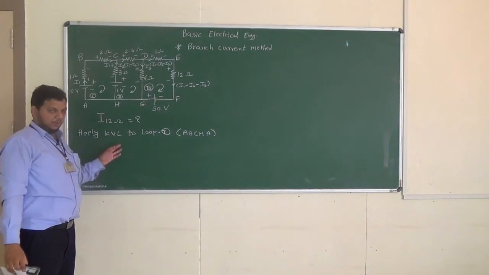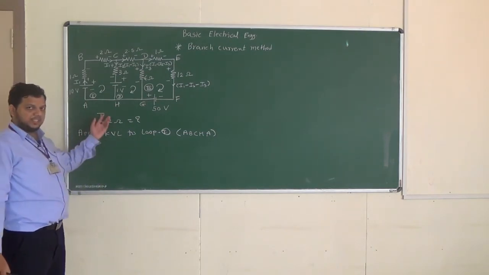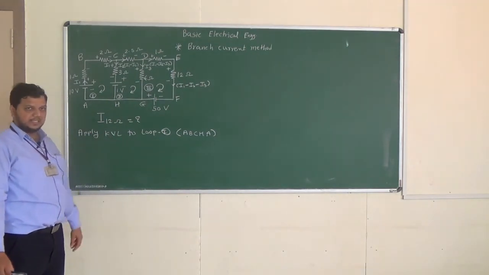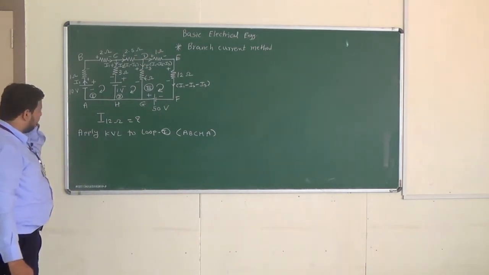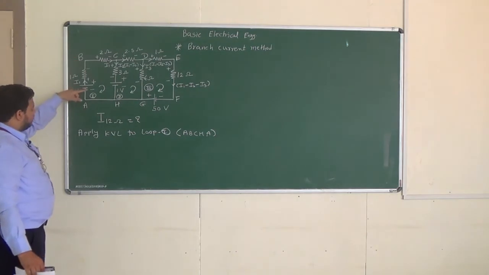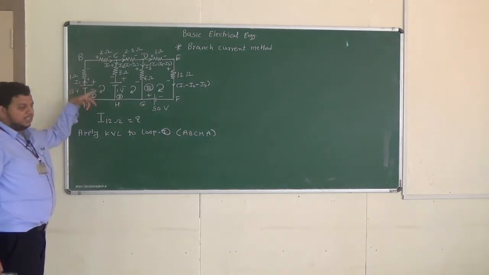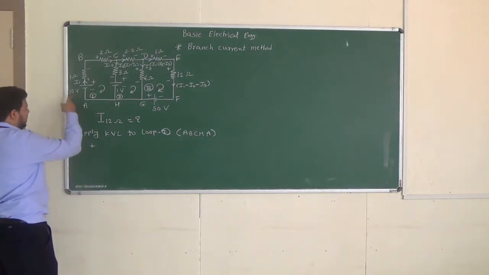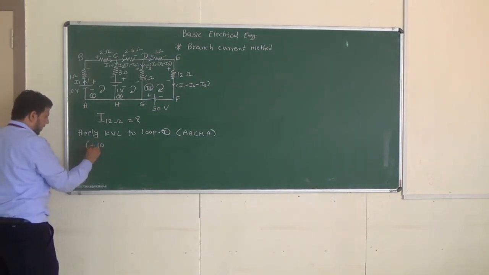Now the sign convention for KVL is that a rise in potential we consider positive, whereas a fall in potential we consider negative. Now we will move from A to B. As we are moving from minus to plus, there is a rise in potential or rise in voltage, so it will be plus. Now as it is the voltage, we don't multiply by current.